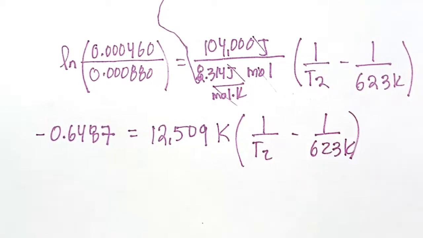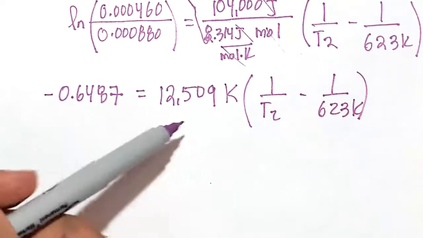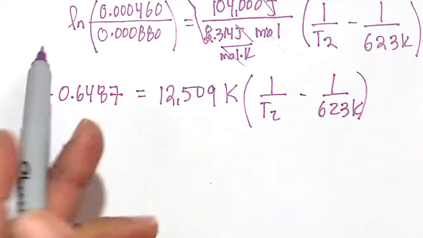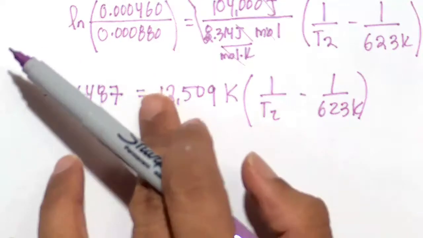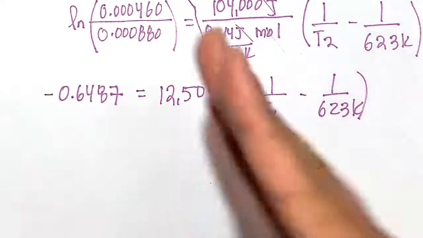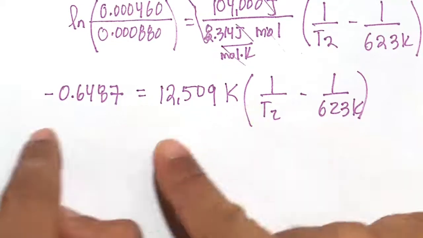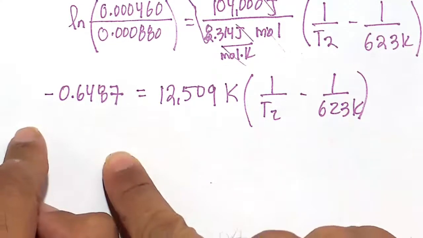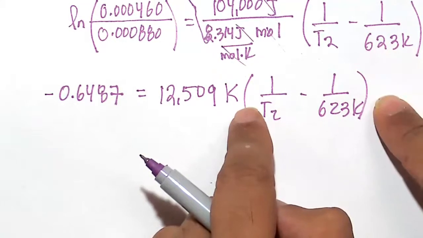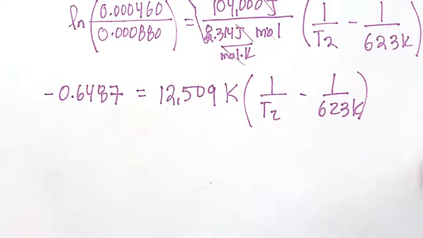All right, so this is where we are at now. There's two routes we can do here. One is we can do the distributive property and distribute this 12,500 or so times this and minus this times that, or we can divide. So I think what I'll do is I'll just divide this 12,509K here, leaving the 1 over T2 minus 1 over 623 on the right-hand side of the equation. So I'm just going to take the 12,509, divide it.